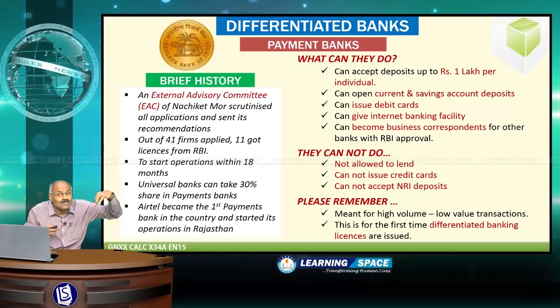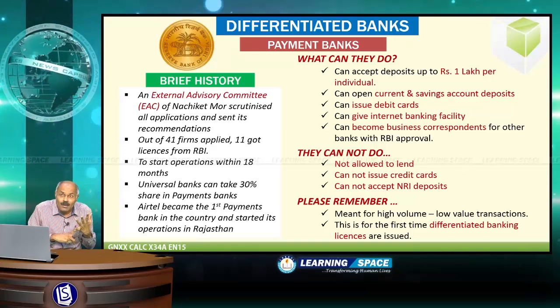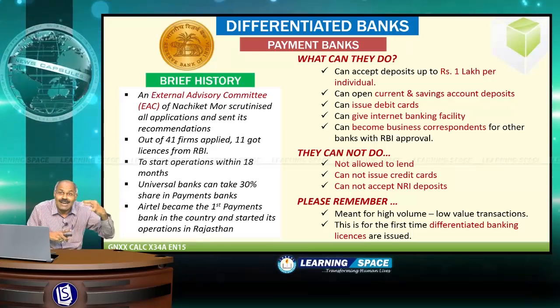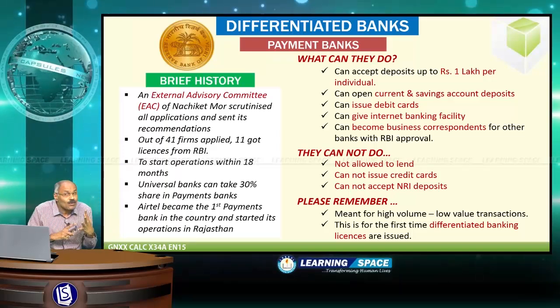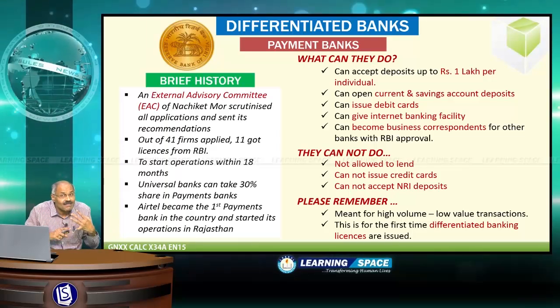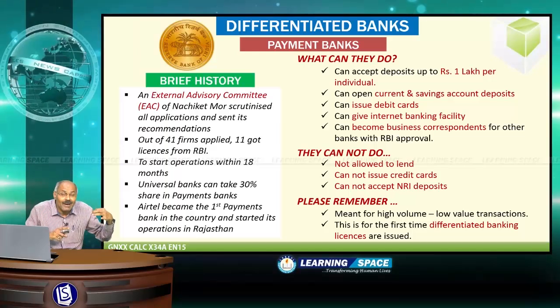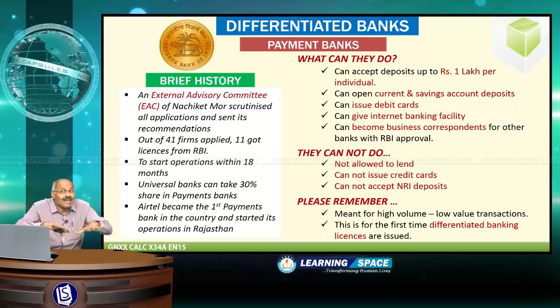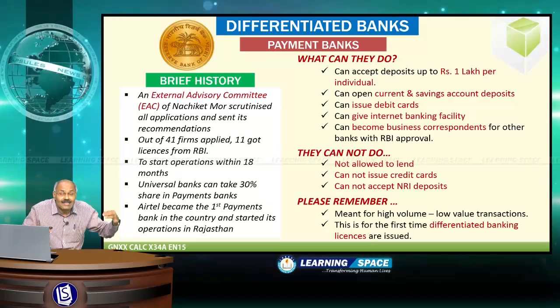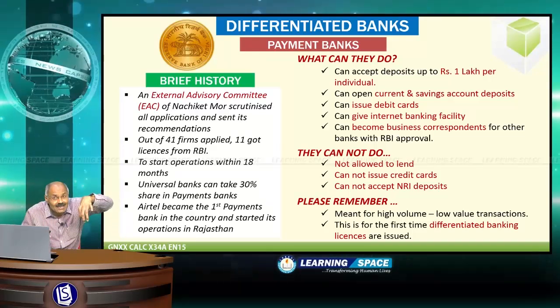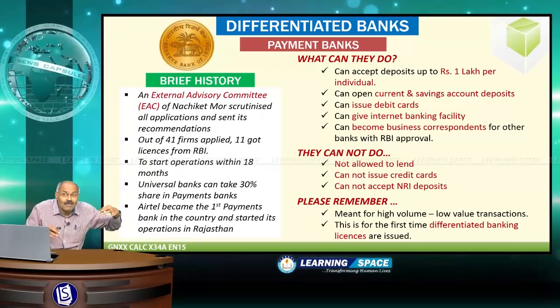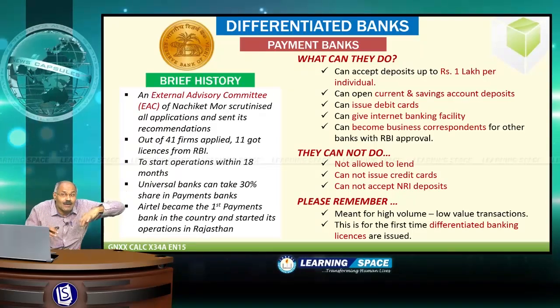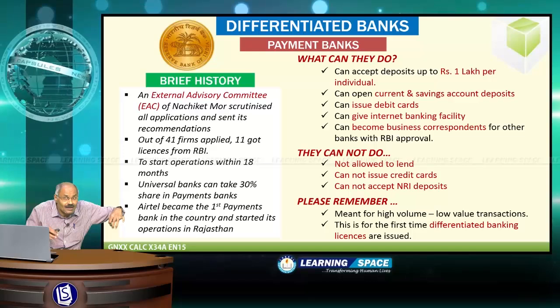If you look at the payments banks, they can accept maximum deposits up to rupees 1 lakh per individual. They can open current accounts as well as savings accounts. Current accounts are meant for business transactions. They can issue debit cards but cannot issue credit cards. Then they can give internet banking facility, and they can become business correspondents for other banks with RBI approval.